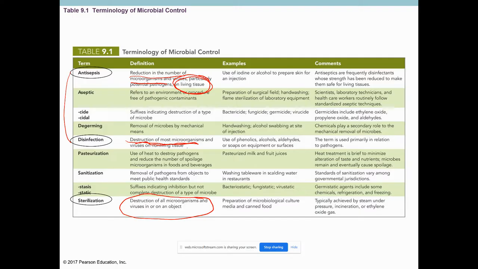Or disinfection would be on non-living tissue, like you use a harsh chemical or you use heat to disinfect a tool that you might be going to use in a surgery, but you're trying to disinfect the tool or a surface of a non-living object.